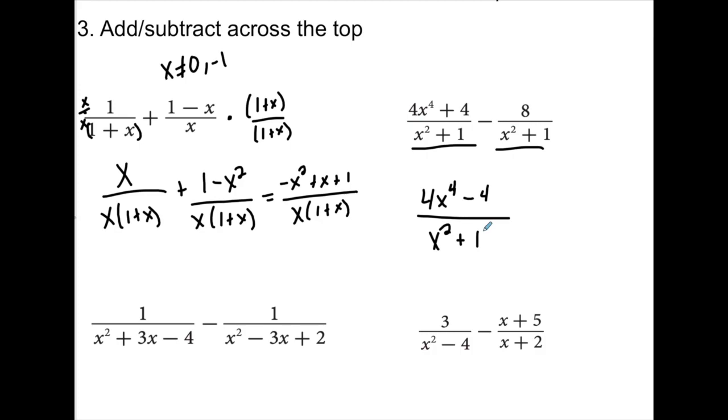All right, and now I do need to take a look and see if I can clean up more. I see a GCF here, so I've got 4, and then I've got x to the fourth minus 1. And I can actually clean that up even more. So that's x squared minus 1 times x squared plus 1.